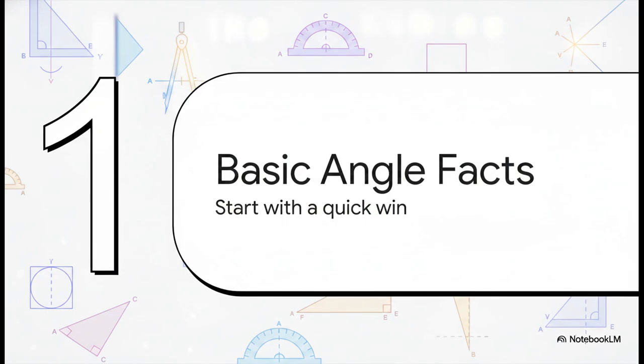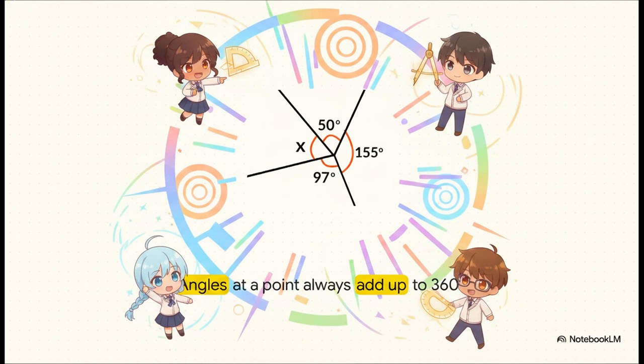All right, Section 1, the basic angle facts. Let's start with a really quick win. This is foundational knowledge you probably already have tucked away somewhere in your brain. Angles at a single point always add up to 360 degrees. Why? Well, a full rotation around a single point makes a complete circle, right? So the absolutely crucial point here is if you ever need to find a missing angle around a point, all you have to do is set up a simple equation where all your known angles plus your unknown angle equal 360. Then you just solve for the missing piece.